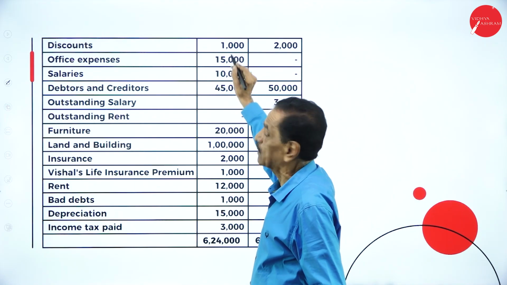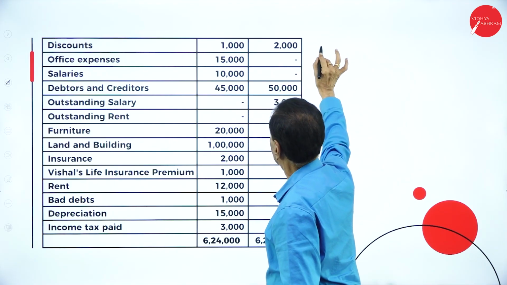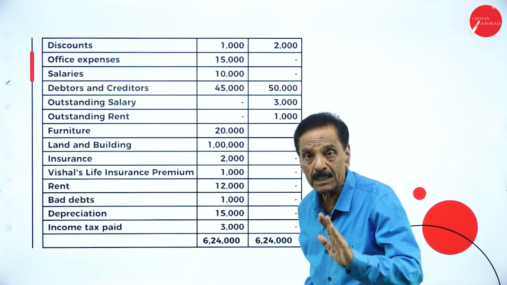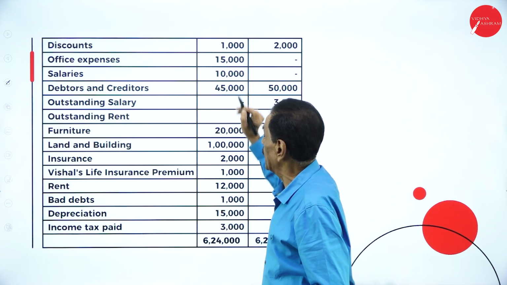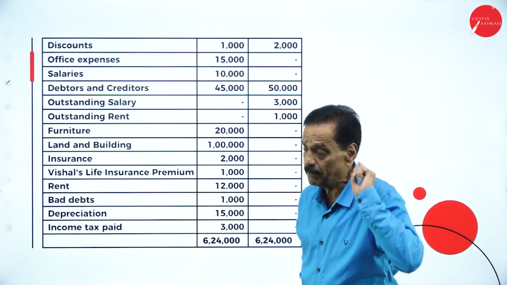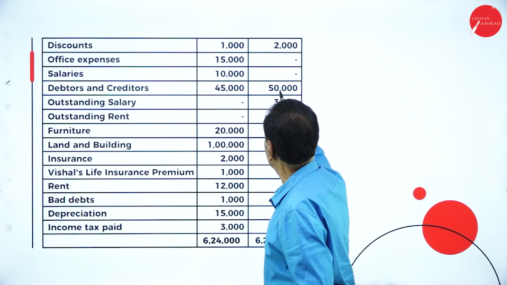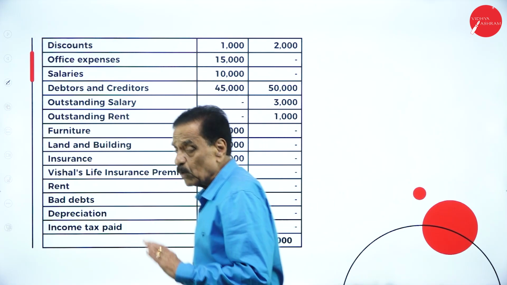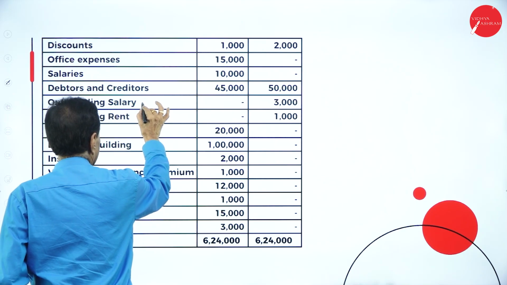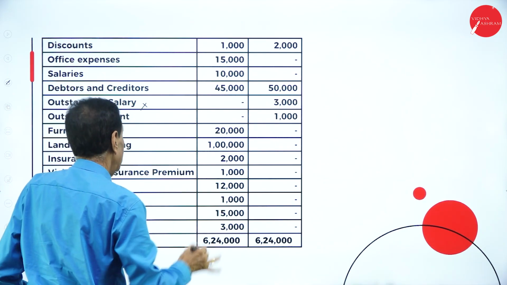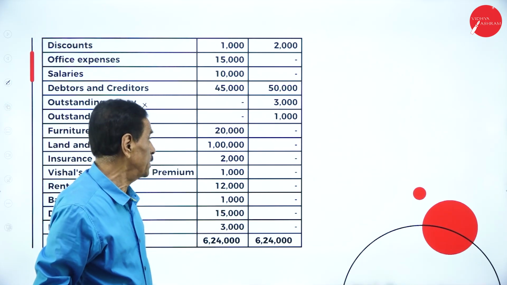Discount allowed, 1,000, will come on the profit and loss account debit side. Discount received will come on the profit and loss account credit side. Office expenses are an expenditure, they will come on the debit side. Salary is an expenditure. This will come on the debit side. Debtors and creditors: debtors, 45,000, are an asset, creditors, 50,000, are a liability. Outstanding salary directly comes on the liability side of the balance sheet. I will explain this. Outstanding rent, this also I am going to explain. Directly it will come on the liability side of the balance sheet.